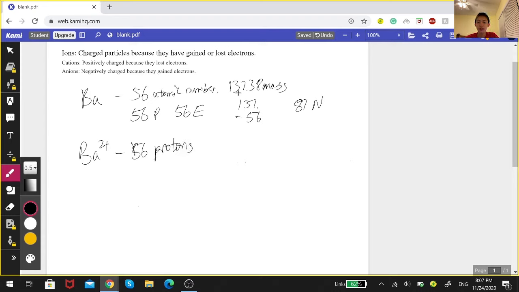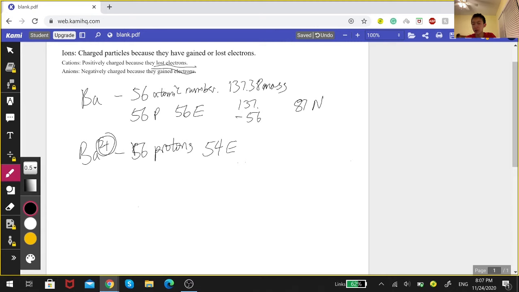Now the electrons. This is an ion, so it is no longer neutrally charged, so it will have a change in electrons. The change in electrons makes it 2+. What does 2+ mean? Lost electrons. Barium lost 2 electrons. 2+ means losing 2 electrons.